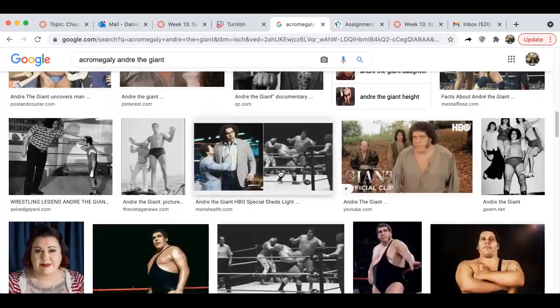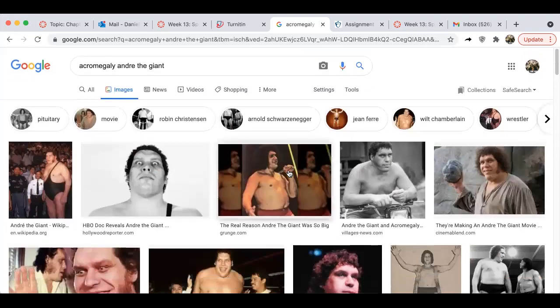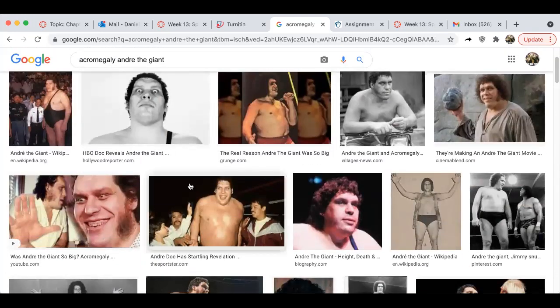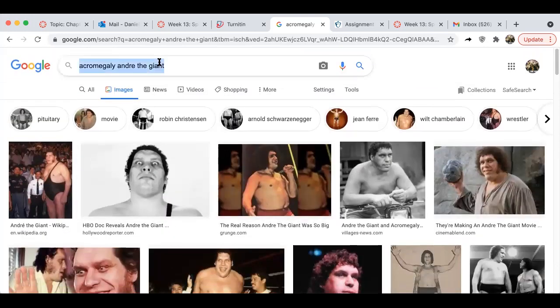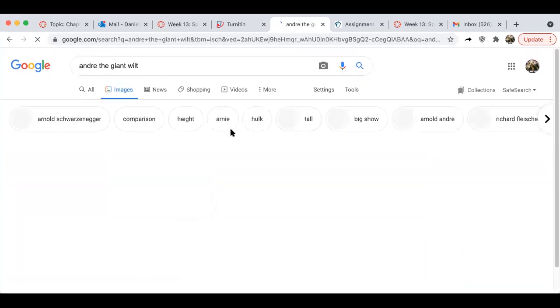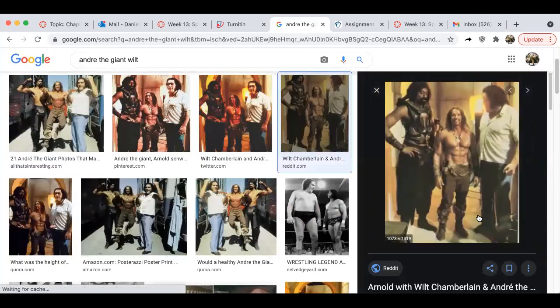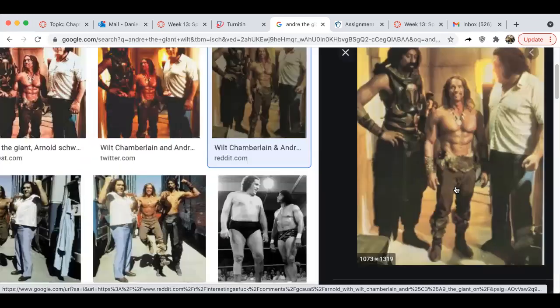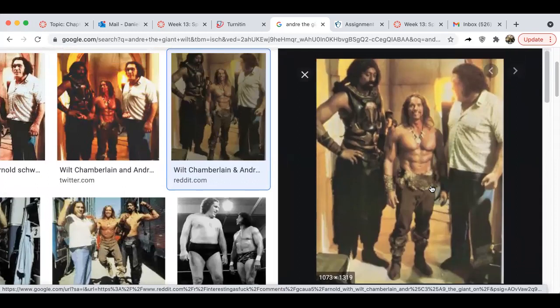He was also in the film The Princess Bride. Huge man, absolutely huge man. About 7 feet, probably 450, 500 pounds. One of my favorite pictures is from the set of Conan the Barbarian. So Andre the Giant and Wilt Chamberlain, the legendary basketball player, next to Arnold Schwarzenegger. And Arnold Schwarzenegger was a huge man, or is. 6'2", probably about 230, 240. And Wilt Chamberlain and Andre the Giant just dwarf him. I mean, he almost looks like a toy.